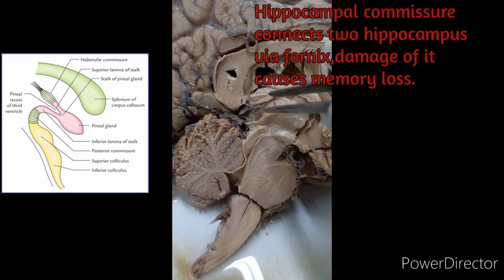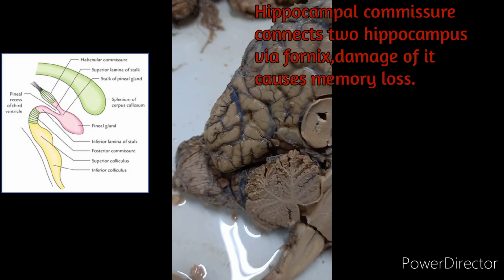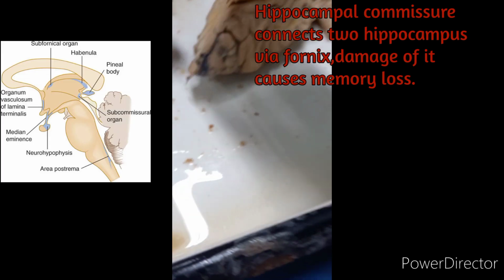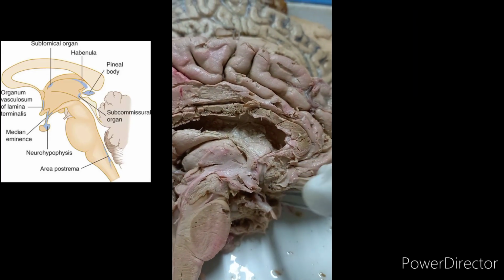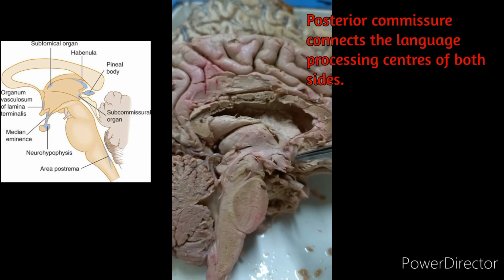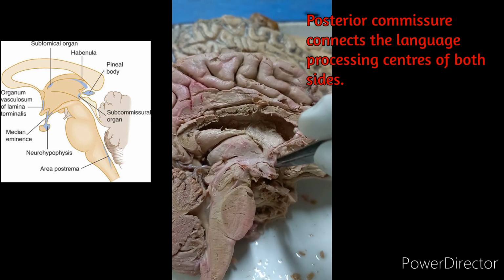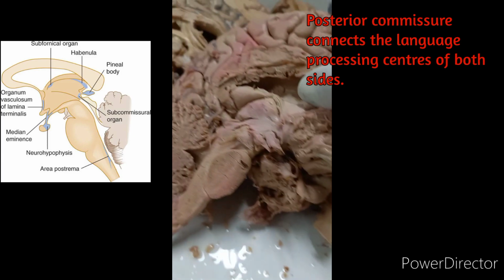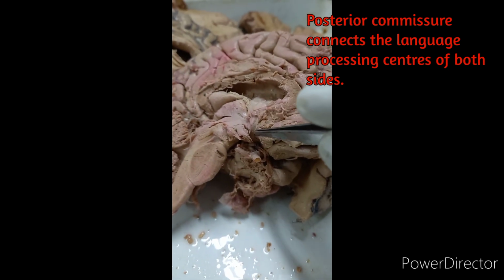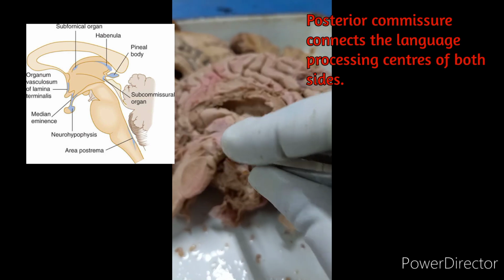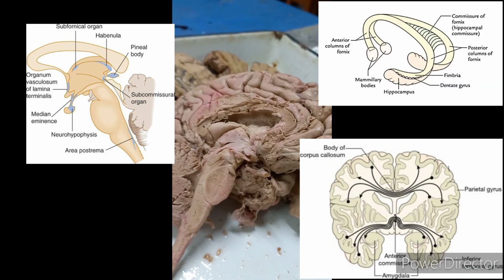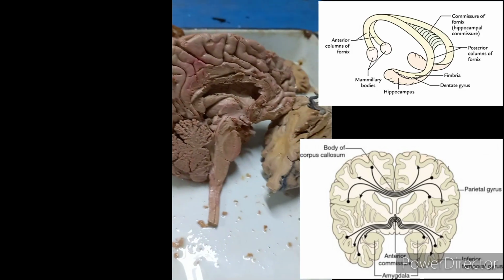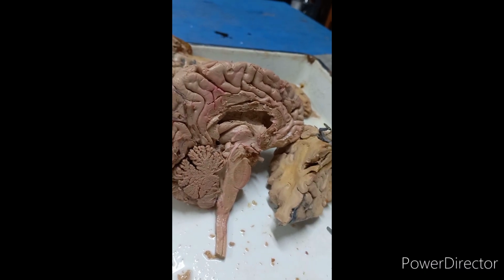The positions of those are here. In the posterior aspect, in the posterior wall of the third ventricle, we will get the posterior commissure. It cannot be seen properly in this specimen, but this is the position of the posterior commissure, habenular commissure and hippocampal commissure here. So, that is all for nerve fibers, the white fibers of the cerebral hemisphere. Thank you.